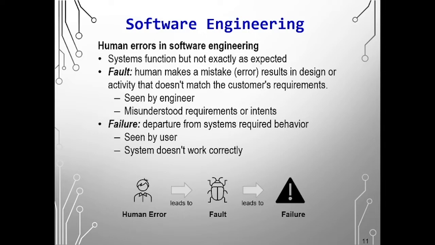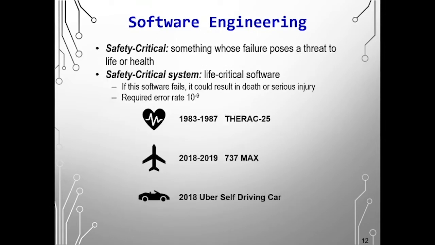Failures are when there's a departure from the system's required behavior. And this is usually detected by the user because their system isn't working the way they want, or it's not working correctly. Human error can lead to faults, which can lead to failures. But not every fault corresponds directly to a failure. For example, if faulty code is never executed, or if a particular state is never entered, then in theory, it will never crash the code. But there is always the risk of bugs and thus a risk of software failures.